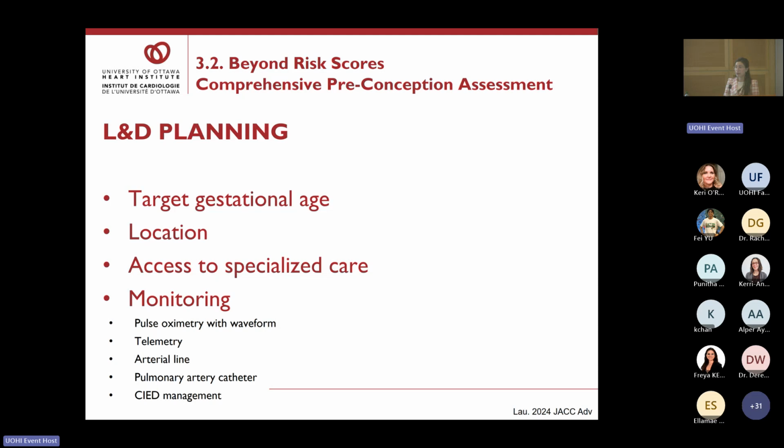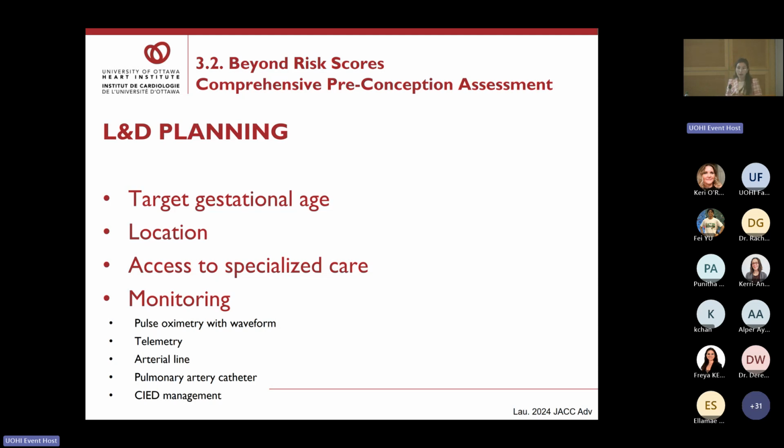Then the labor and delivery planning really needs a multidisciplinary effort. We can discuss in advance what we think our target gestational age is going to be, and this needs to be individualized. Where is this patient going to be delivered, and who needs to be in-house in the event of a high-risk pregnancy? For example, people with aortopathy, do we need to have cardiac surgery availability during that delivery? And then planning of how we're going to monitor this patient during labor and delivery.